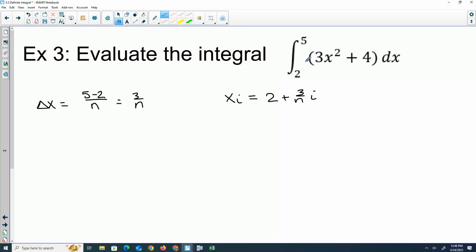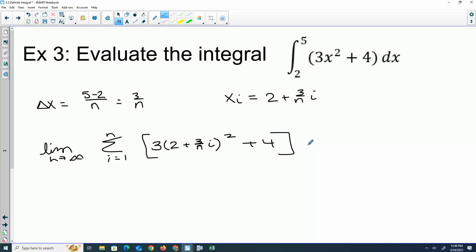Alright, so now take this integral and we have to put it into the limit of the sum. So the limit as n approaches infinity of the sum from 1 to n. What am I replacing x with? The whole thing, x sub i. So instead of x squared, I have 2 plus 3 over n i squared plus 4. And dx gets replaced with times 3 over n.